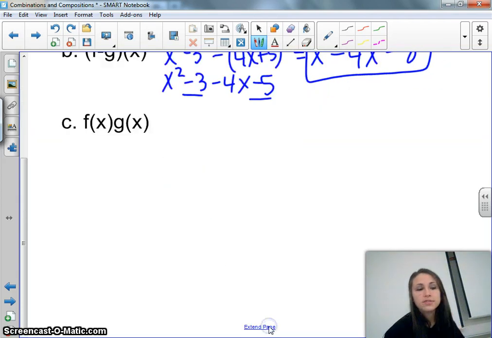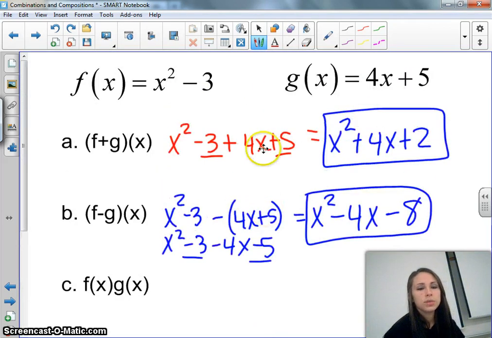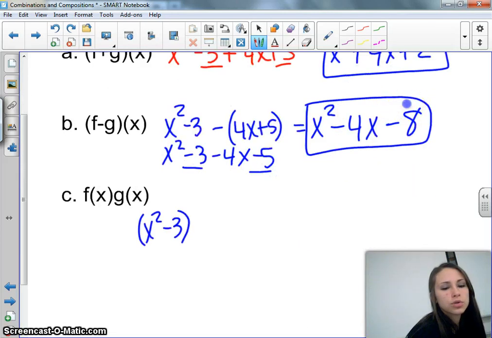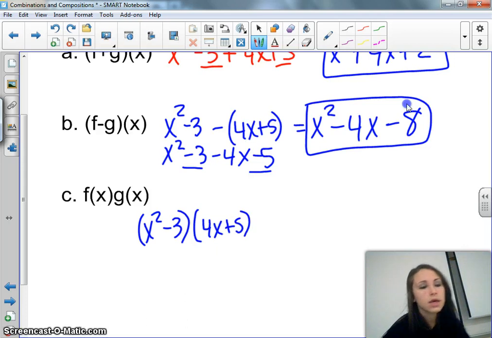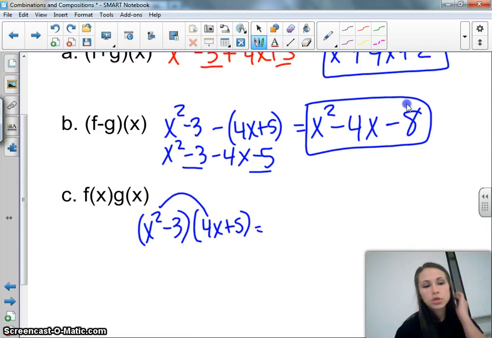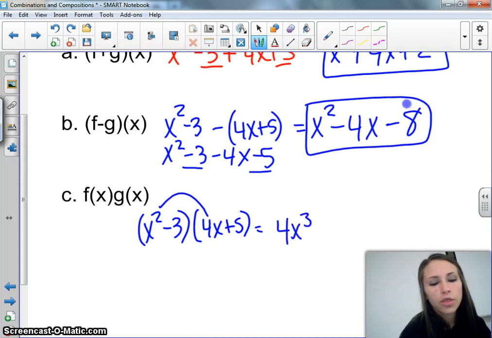Alright, last one, f times g. And so this is just going to be me taking x squared minus 3 and multiplying it by 4x plus 5. So x squared minus 3 times 4x plus 5. And the way that I'm going to have to multiply these is by distributing. And so when I distribute these things out, the first two terms are going to give me 4x to the third.